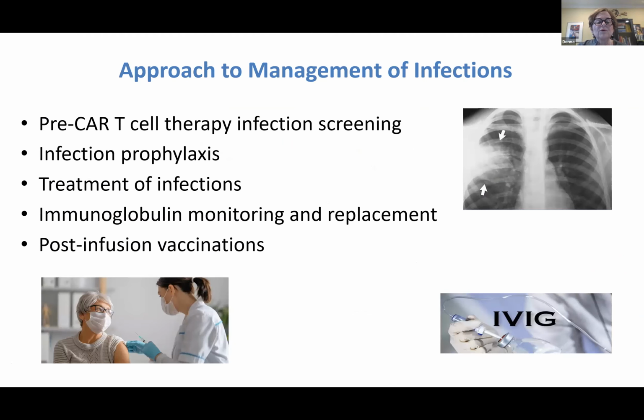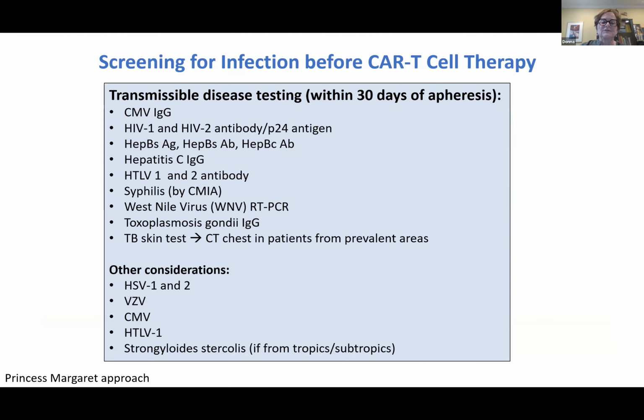Now, when you know your enemy, you can devise a strategy to preempt or manage it. And so we're very diligent about screening for infection ahead of time, preventing infection, jumping on an infection at the first sign, and considering IVIG or subcutaneous IG, normal people's antibodies as replacement, and then repeating vaccinations.